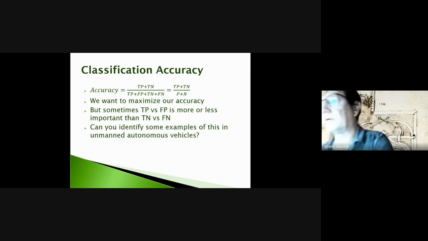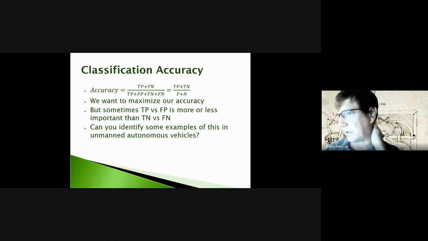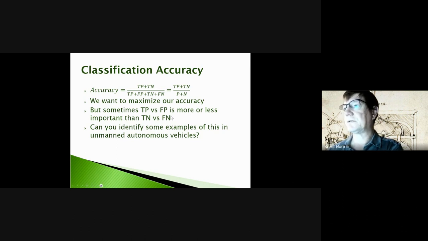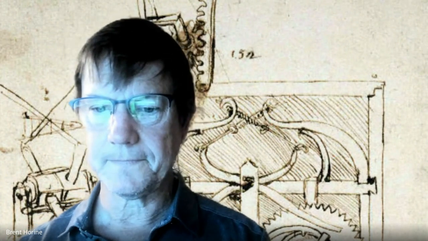You can turn your microphone on or type into the chat. Can you think about, in unmanned autonomous vehicles, when it might be more important to weight one versus the other? You might be concerned about minimizing false positives and false negatives, but what would be some examples where we might want to weight one versus another? Maybe in a situation where you're trying to do threat detection.